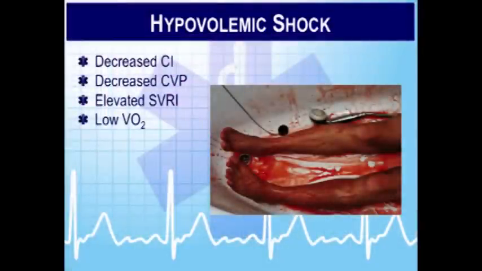In hypovolemic shock, in late hypovolemic shock, we're going to have decreased cardiac index, decreased CVP, or right atrial pressures are going to be low. The compensatory mechanism to shock is to vasoconstrict, so my SVR goes up. And I can have low oxygen consumption.